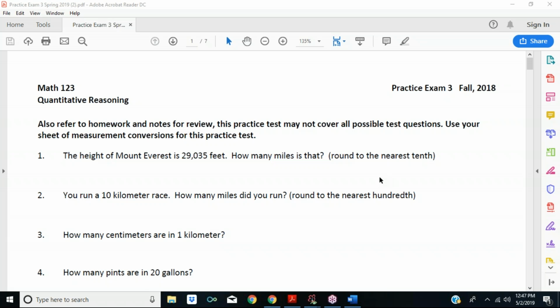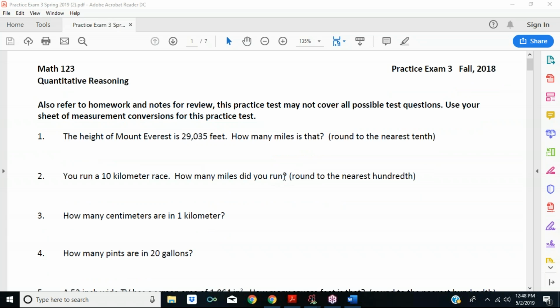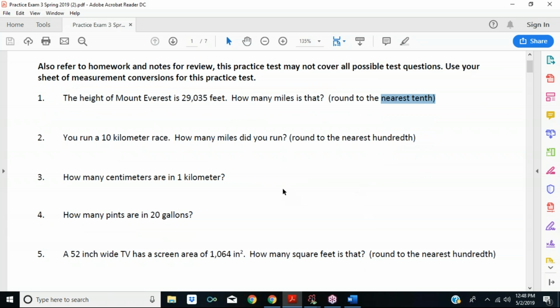So as we look at this review, we can see the different types of topics here. I think there's 40 questions on this review, so there's a lot. Some of it was from today and last week, so I'm not going to look at that really. But this one is converting feet to miles, and you have that on your conversion sheet, right? 10 kilometers into miles. Make sure that you pay attention to the rounding. So make sure that when you take your exam next week, you round correctly, okay?